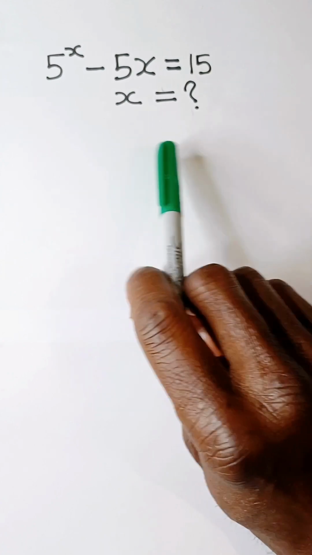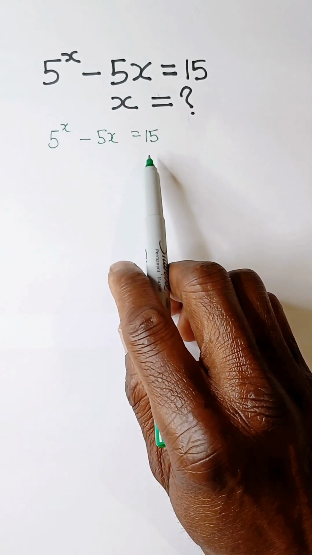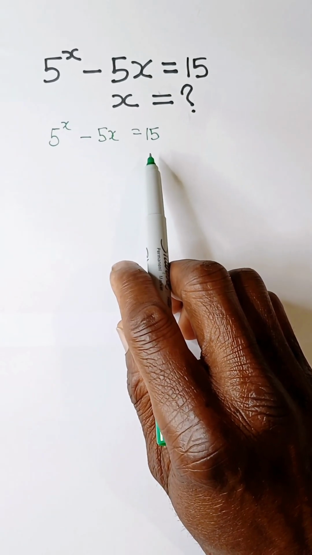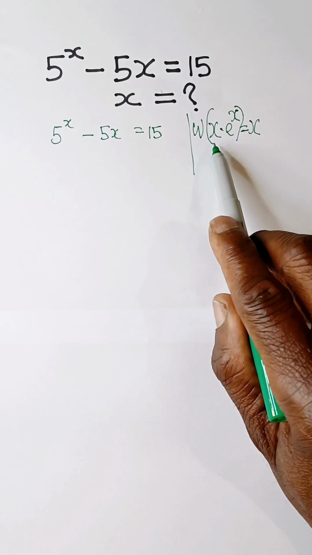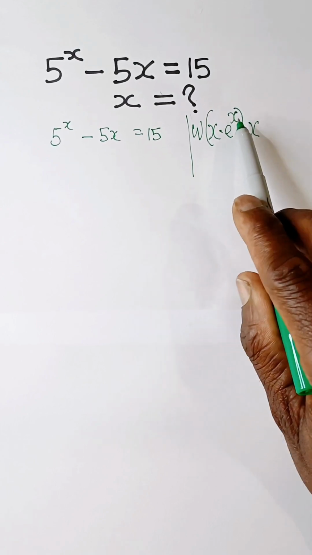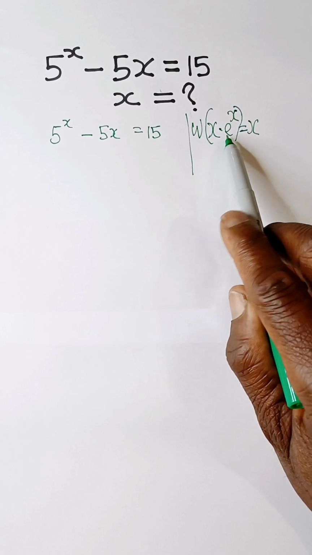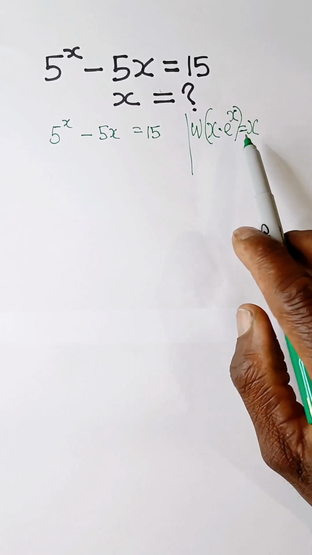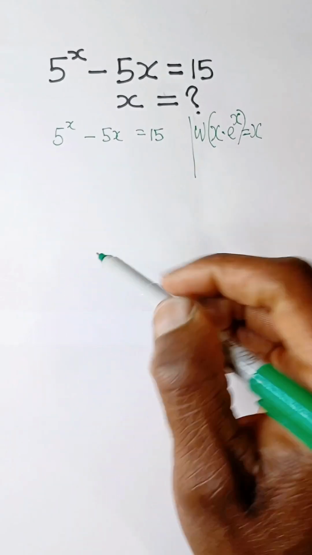Now let us answer this question. To answer this question, we are going to use the famous Lambert W function. According to the Lambert W function, if we have, say, x times e raised to the power of x, and we apply the Lambert W to this expression in the parentheses, the whole of the left-hand side is just equal to x. Let us move this minus 5x to the right-hand side.